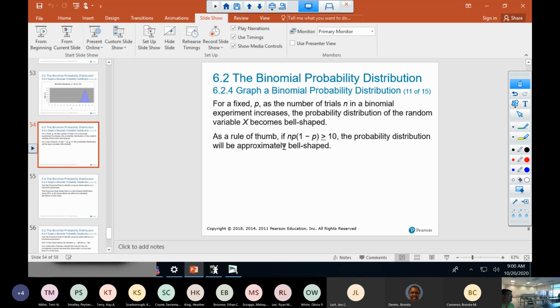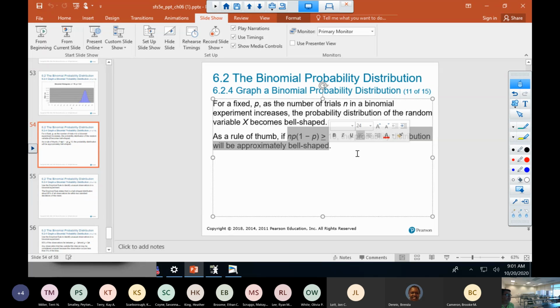As a rule of thumb, write this down. If npq is greater than 10, the probability distribution will be bell-shaped. That's just something to look at before you even get started. If npq is greater than 10, then usually the probability distribution will be bell-shaped. That's just a little bit of information in case you're looking at a problem.